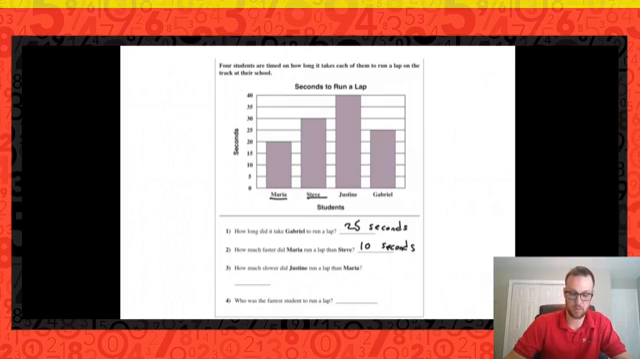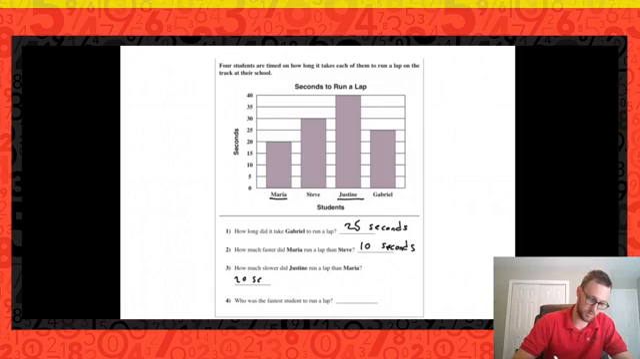So how much slower was Justine than Maria? We know that Maria ran her lap in 20 seconds, and Justine took 40 seconds. So how much faster was Maria, or how much slower was Justine? Yeah, Justine was 20 seconds slower. Nice job.